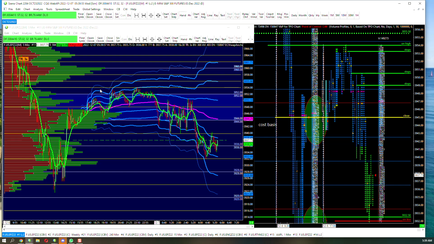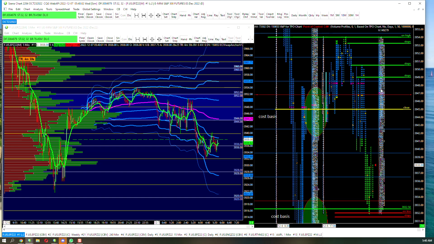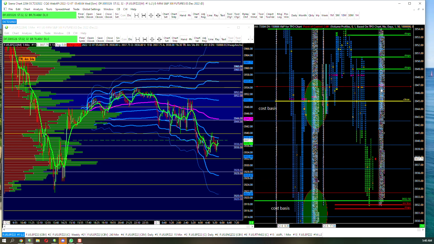Any chart, whether it's a candle wax or a TPO chart, all it's doing is it's a representation of the business transactions that are happening in this market. None of this stuff is random.